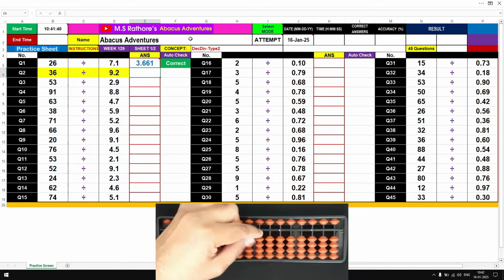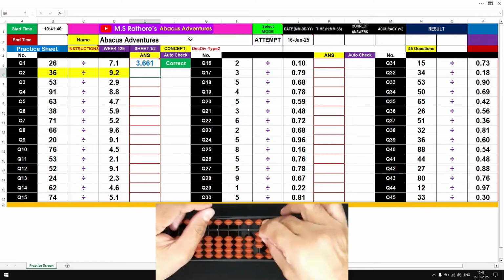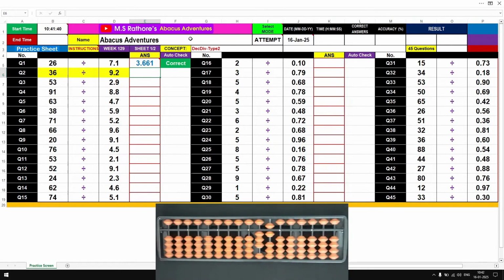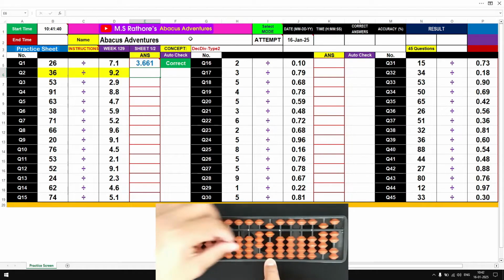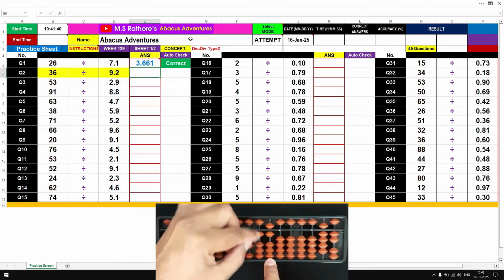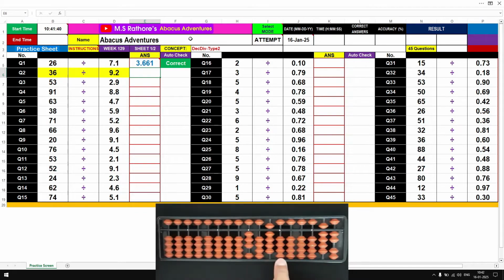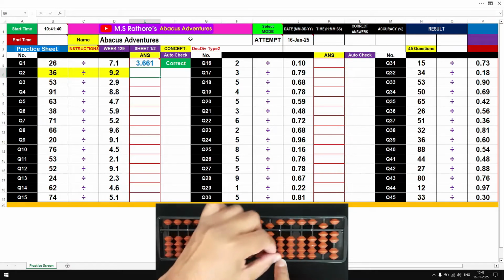So I'm placing 36 here, and now I'm treating the divisor as 92, a normal value, placing it here. My finger is below 3 now. It doesn't work. Let's take 36 together. 9 3s are minus 27, finger shifted. 2 3s are minus 6.